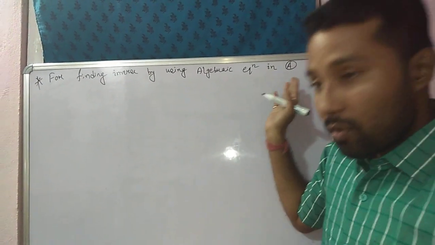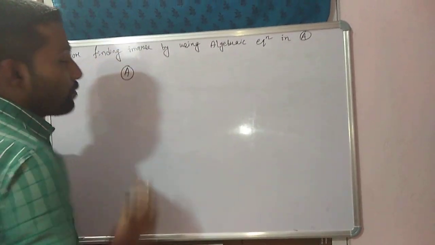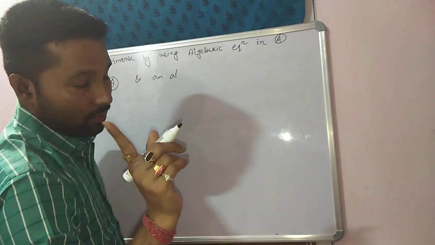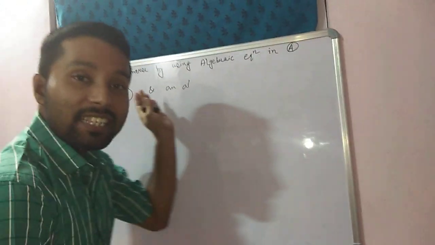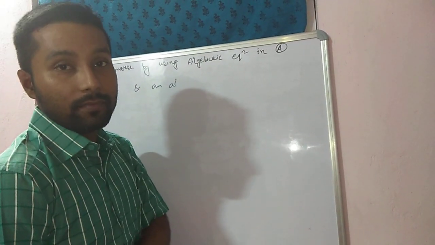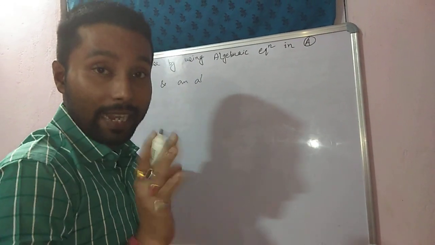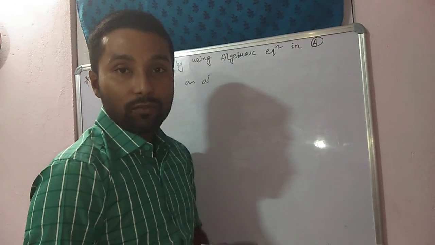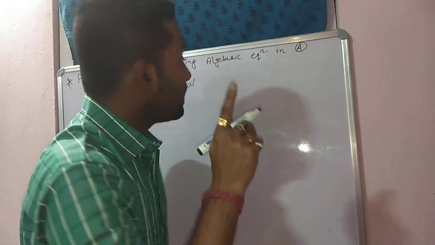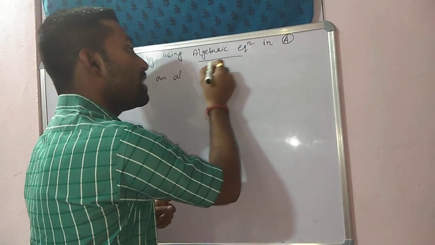Sometimes a matrix and an algebraic equation in terms of matrix A is given to us. Then to find the inverse of that matrix, first of all you have to check whether the given matrix satisfies the algebraic equation or not.